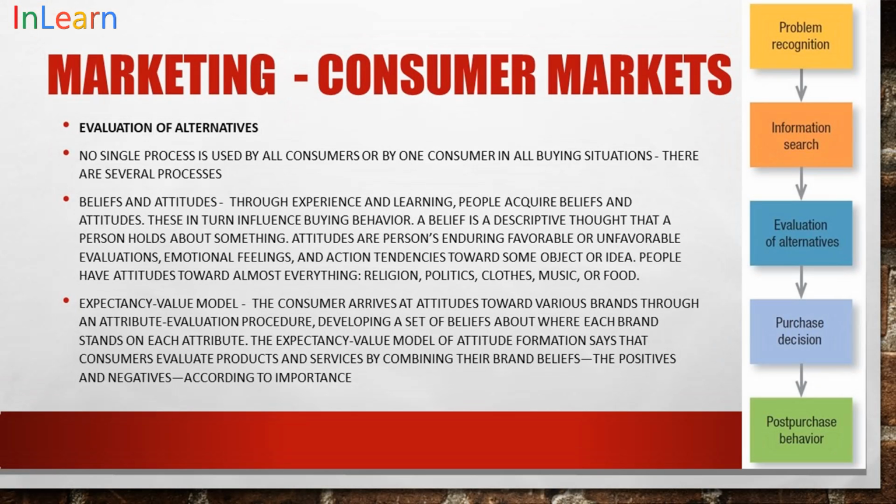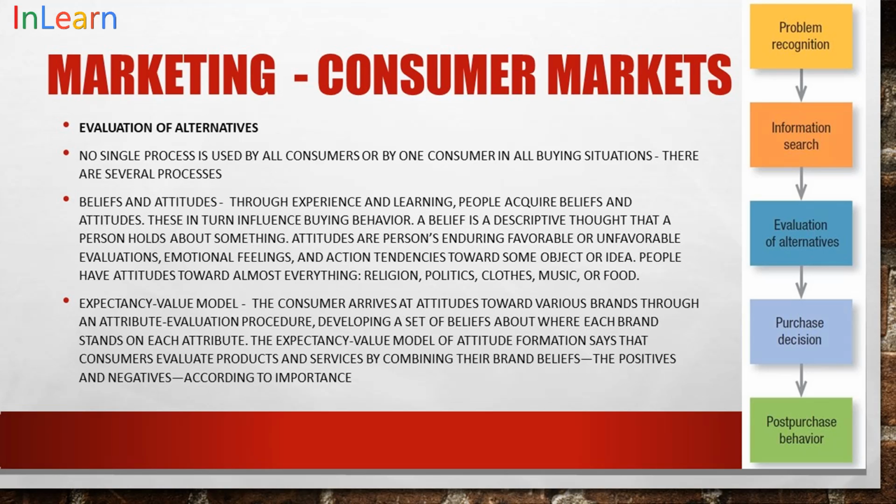Evaluation of alternatives. No single process is used by all consumers or by one consumer in all buying situations. There are several processes. Beliefs and attitudes. Through experience and learning, people acquire beliefs and attitudes. These in turn influence buying behavior. A belief is a descriptive thought that a person holds about something. Attitudes: a person's enduring favorable or unfavorable evaluations, emotional feelings, and action tendencies toward some object or idea. People have attitudes toward almost everything: religion, politics, clothes, music, or food.